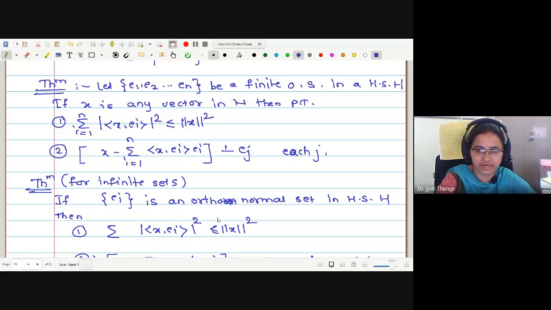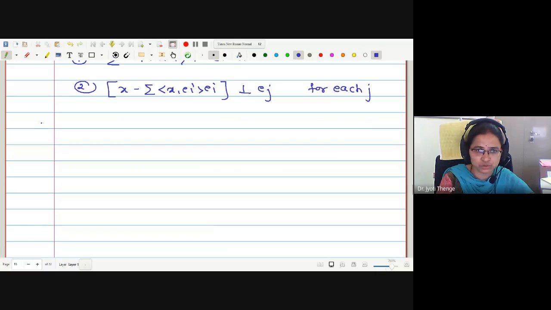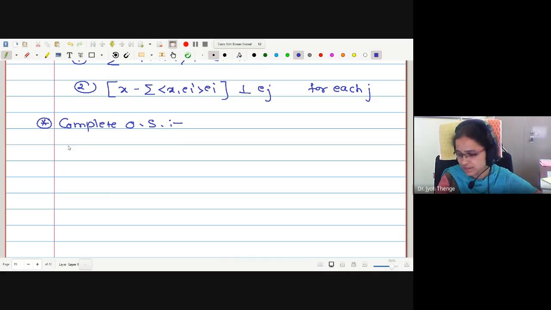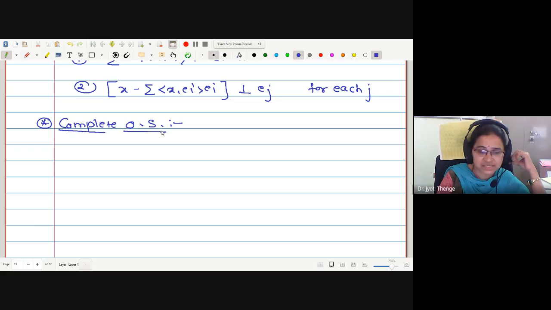Right. Now we'll go to our next definition, the complete orthonormal set. Orthonormal set we have seen: it is the collection of mutually orthogonal unit vectors. Now the meaning of the word complete orthonormal set is: suppose S is any orthonormal set in a Hilbert space, then S is said to be complete if there exists no other orthonormal set containing S. Or in other words, one can say that S must be a maximal orthonormal set.